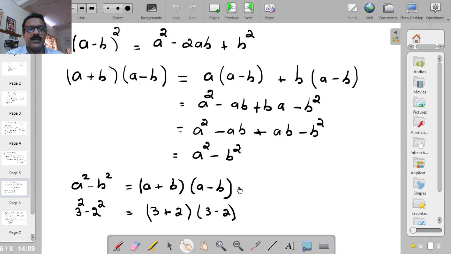This is a very important formula. a squared minus b squared is equal to a plus b into a minus b. For example, 3 squared minus 2 squared is equal to 3 plus 2 into 3 minus 2. Instead of a we have 3 and instead of b we have 2.